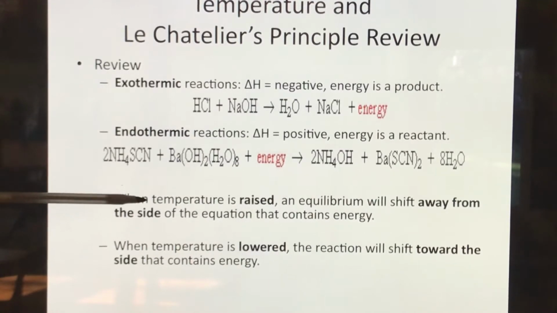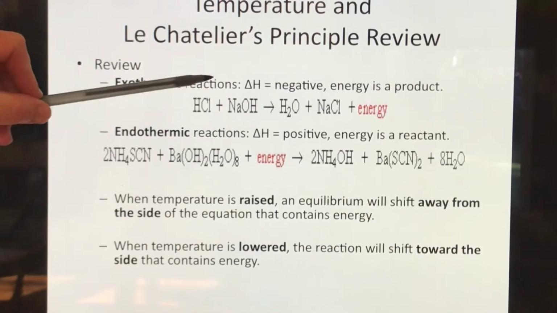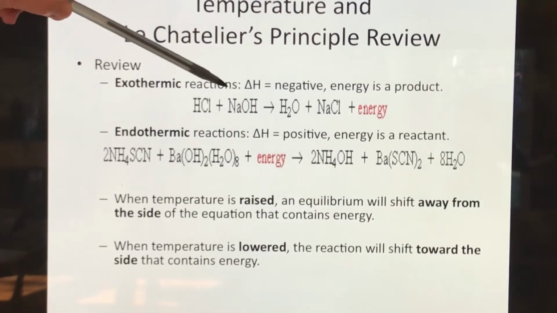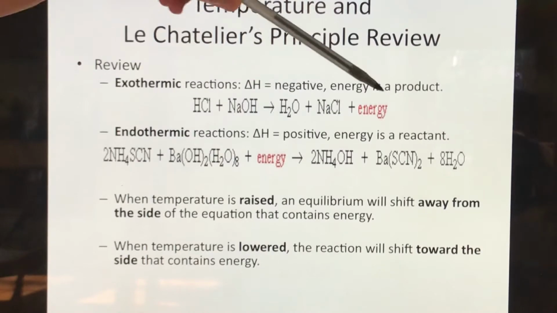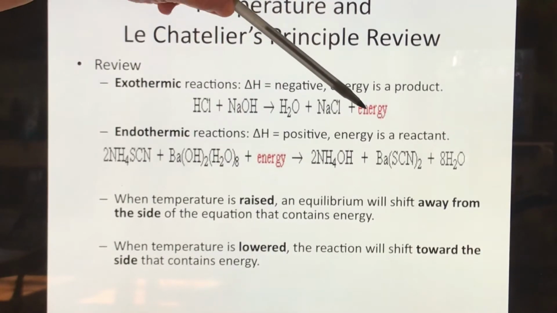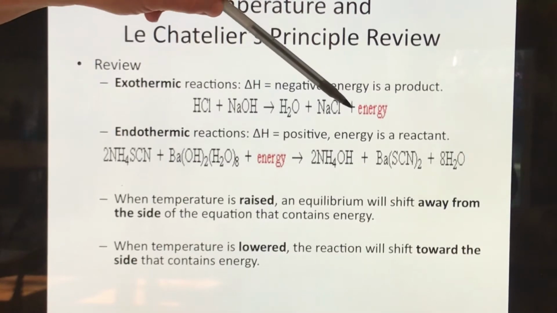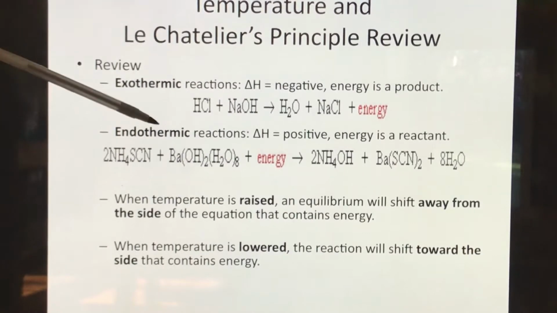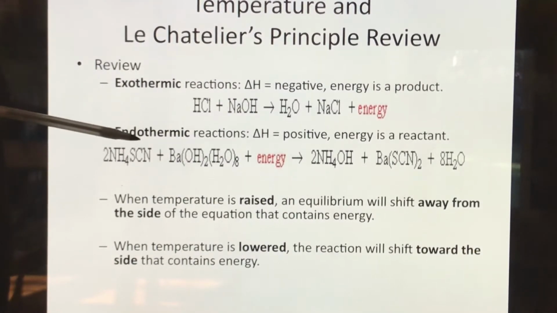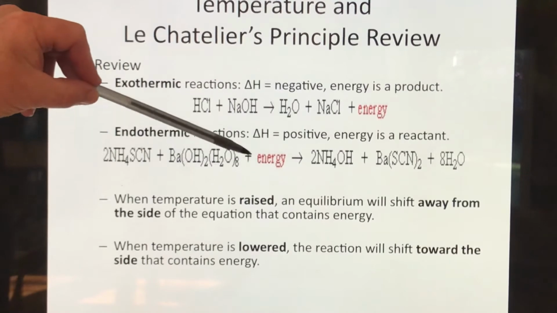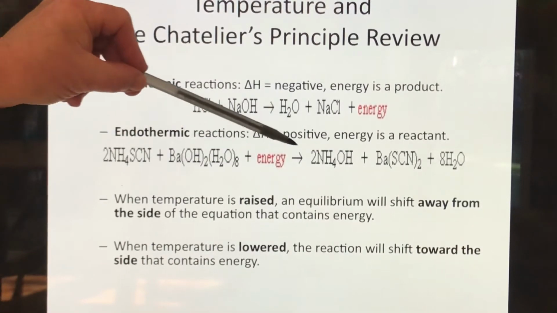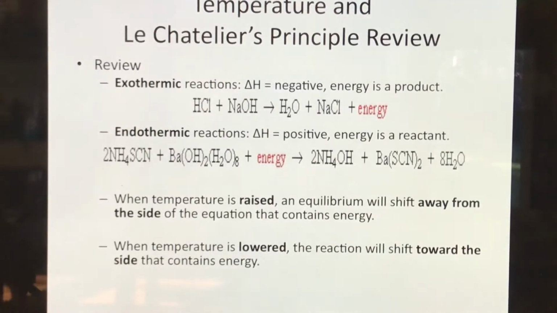So we know when temperature is raised in a system, the equilibrium will shift away from the side that has energy. In this exothermic reaction, the energy is on the side of our products, and when we raise the temperature, the equilibrium will shift toward the reactant side. In contrast, we have this endothermic reaction. The energy is on the reactant side, and when the temperature is raised, it would shift over to the product side.